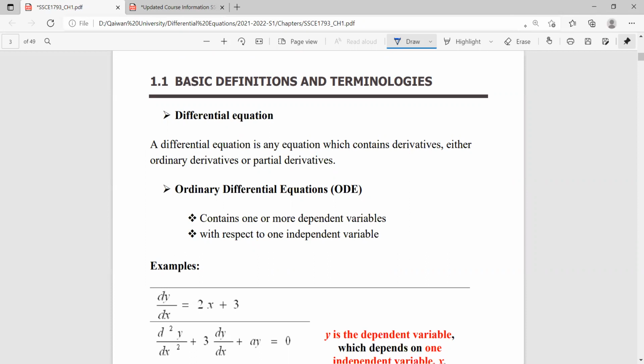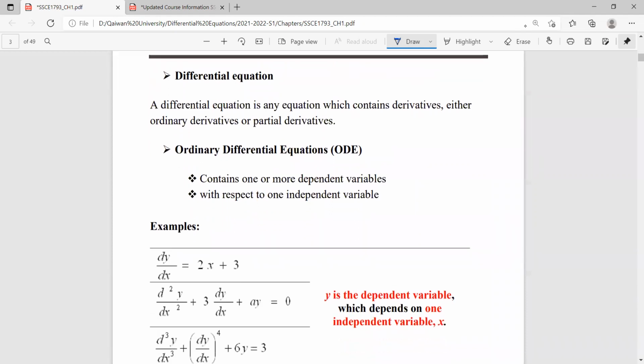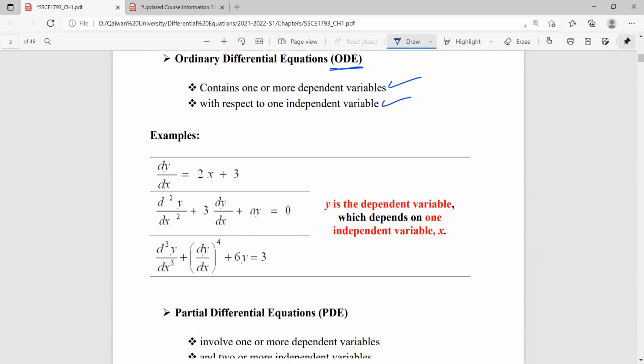Yes, of course. We say a differential equation is an equation that includes derivatives and also functions. Here, in an ordinary differential equation, we say it contains one or more dependent variables, and with respect to one independent variable, here we have the derivatives.